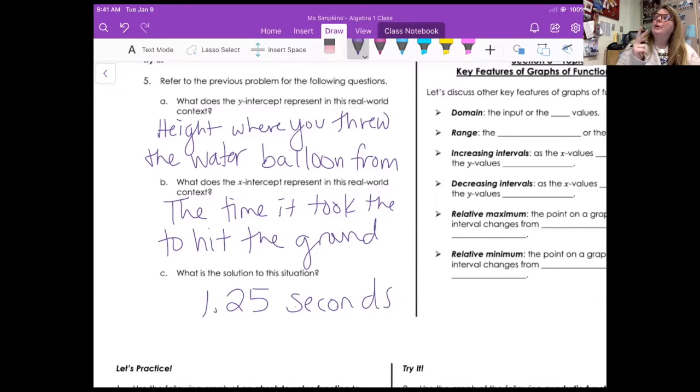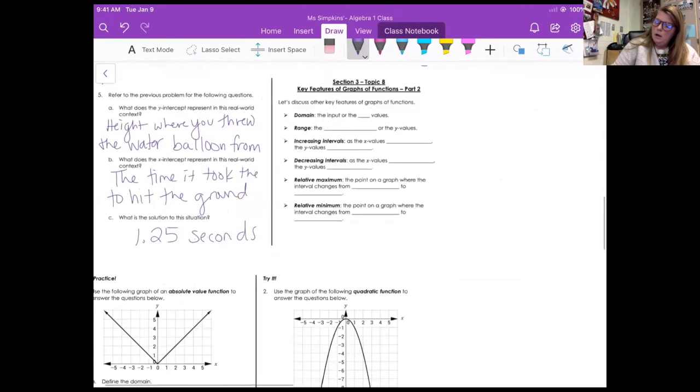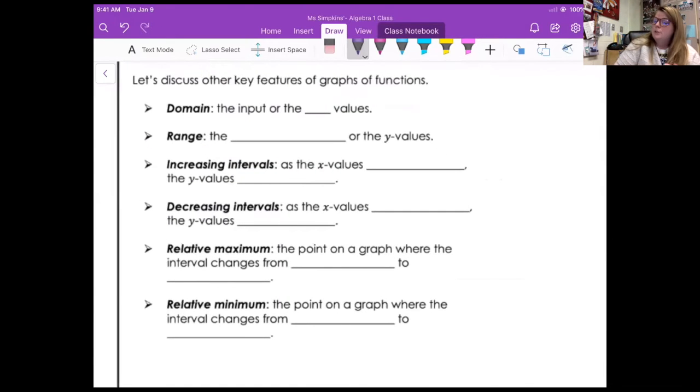We are going to look at 2 more graphs, but I do want to talk quickly about these vocabulary words before we do that. I know there's like 4 more, but we're only going to do those first 2. So domain and range should be reviewed. Domain is input or X values. Range is the opposite, so output or Y values.